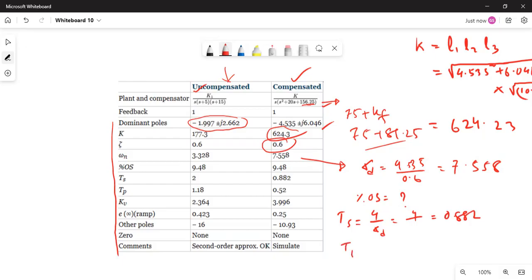And your peak time is pi by omega d. So put the values. Ultimately, it will give you around 0.52.